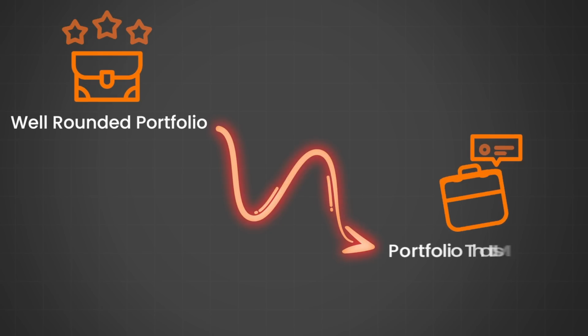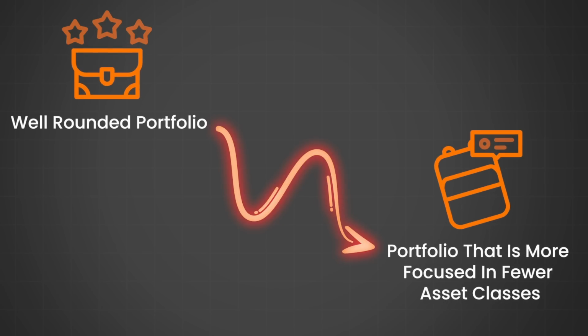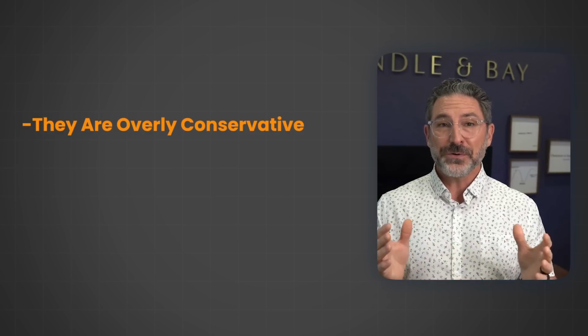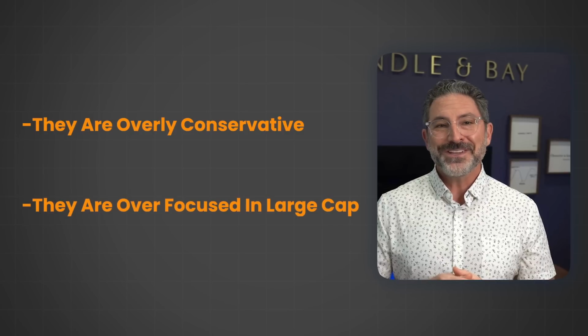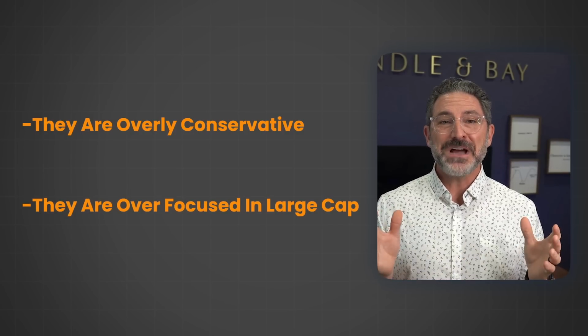For example, a well-rounded portfolio will be less volatile than a portfolio that is more focused in fewer asset classes. The 2 most common mistakes near retirees make when it comes to their portfolio allocation are they either are overly conservative or they're over-focused in large cap, which is pretty much dominated by technology. So in one scenario, we're not getting enough returns to help our retirement withdrawal plan over the long term, or in another scenario, we're getting those returns that we want, but we're way too volatile. This too creates problems for your withdrawal strategy.